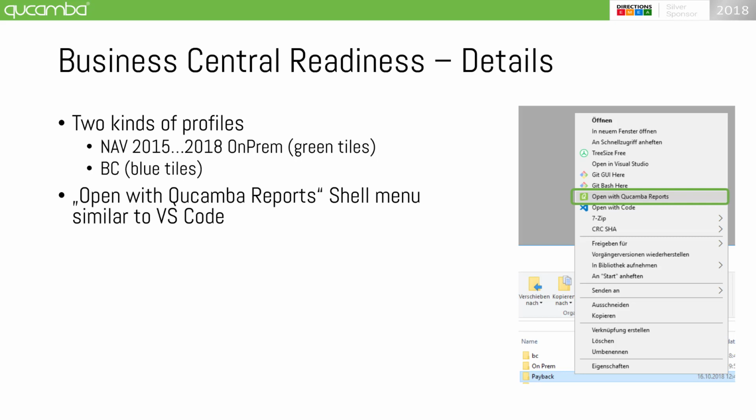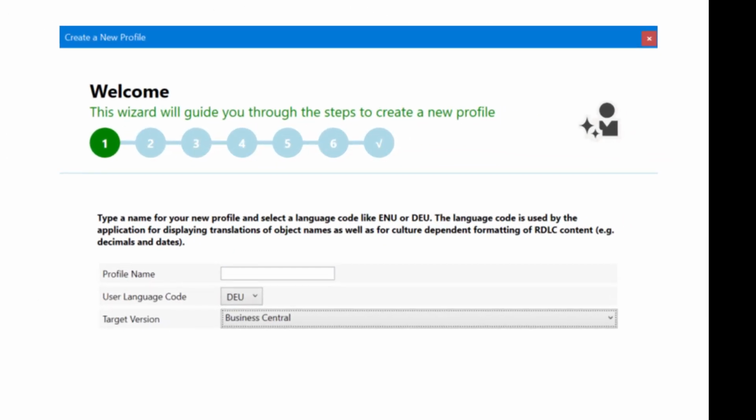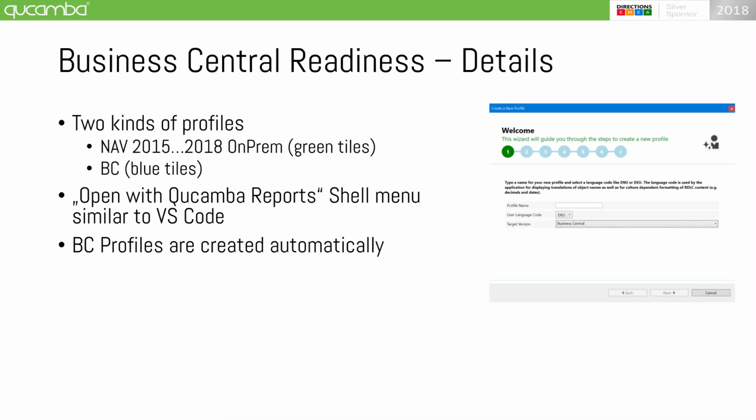If it doesn't find a related profile, it starts the profile creation wizard automatically. And it already fills in all information that can be gathered from the extension folder itself. So there are just a few settings remaining that you have to configure in the profile creation wizard.